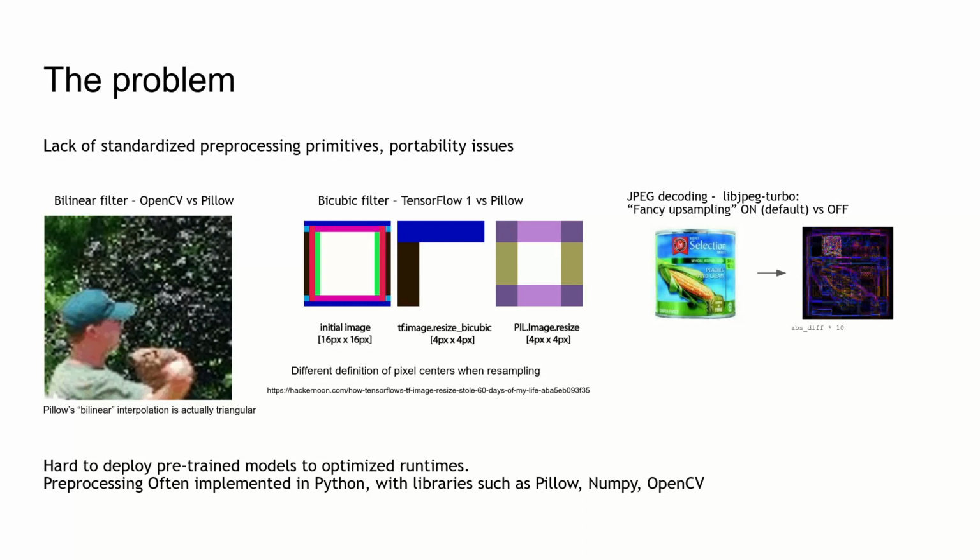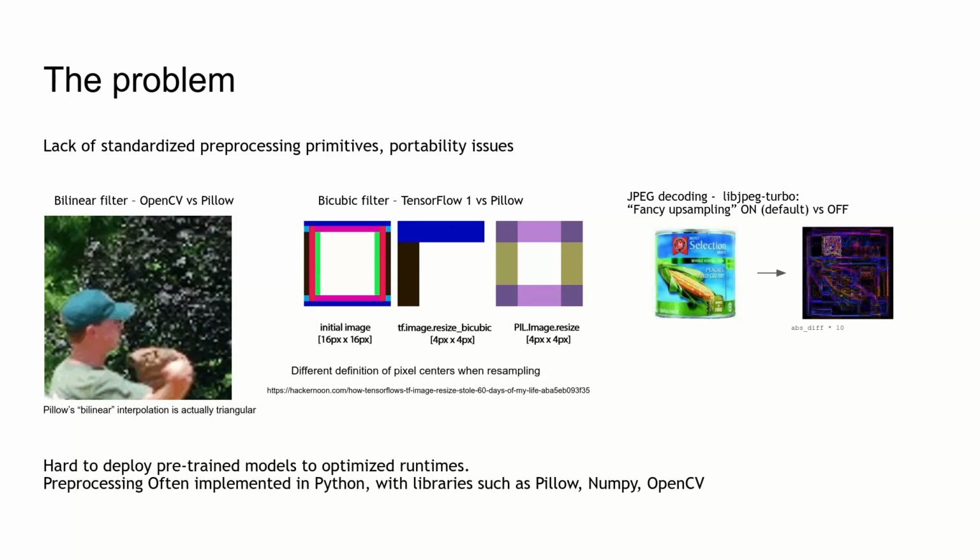As you can see, the results are again very different, and this time it is because TensorFlow 1 uses a different pixel center definition when resampling. On the right, we can see differences in the output of a JPEG decoder, with different implementations for the chroma upsampling step. When such a thing happens, the observed result is that we see a degraded performance of the model.